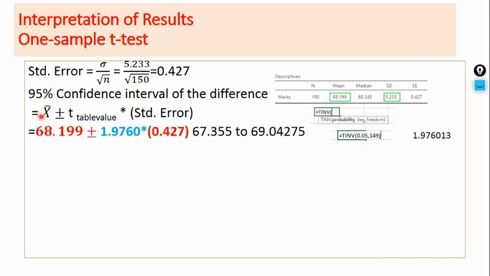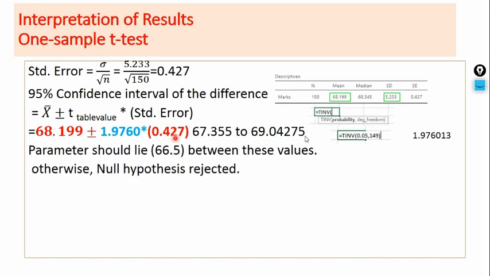You can also check by putting the value in Excel in this way. Now put the value x bar, 68.199. T table value 1.9760, I have taken the value at 4 decimal places, into standard error, 0.427. In this way, by calculating these values, I got 67.355 and 69.0425. The parameter means our hypothesized value, 66.5. Our hypothesized value lies between these values.